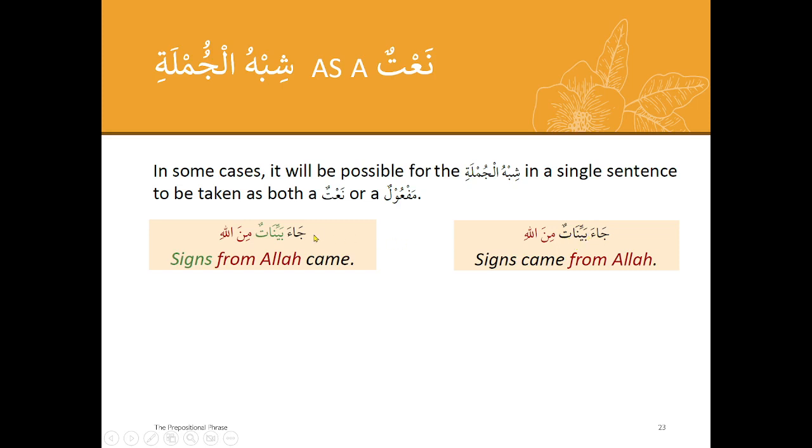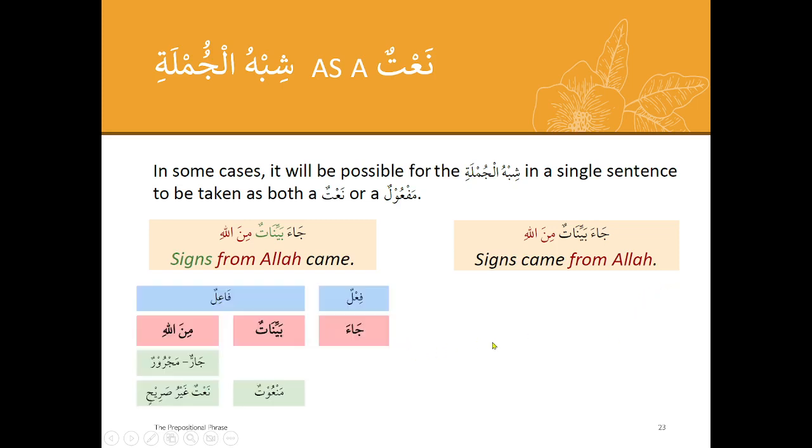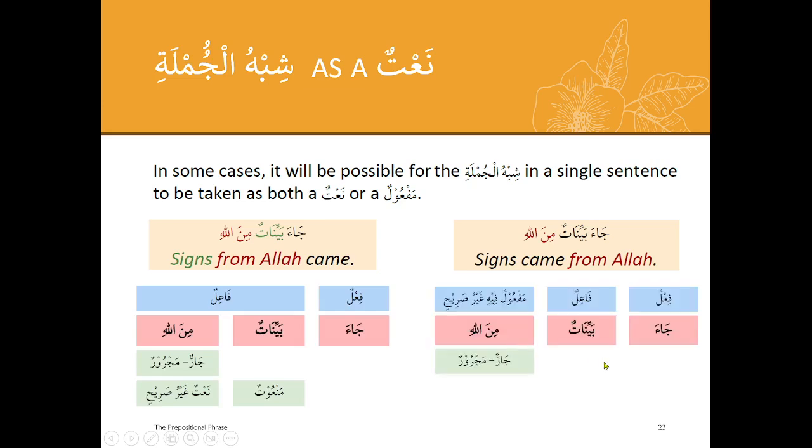Okay? Here, ja'a bayanatun min Allah, meaning that that's one breath. We say, signs from Allah came, and the other one is said differently. Yeah, ja'a bayinatun, signs came, min Allah, from Allah. So that's maf'ulun bihi. Yes, exactly. So it depends on how you want to look at it. We have to be careful where we put the commas and the full stops, and how we say it.